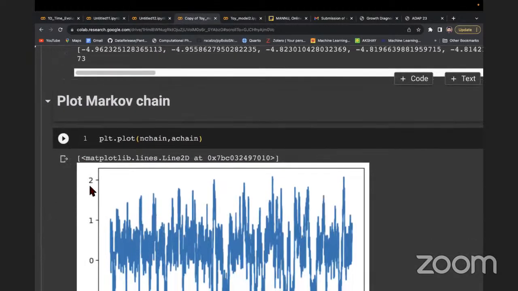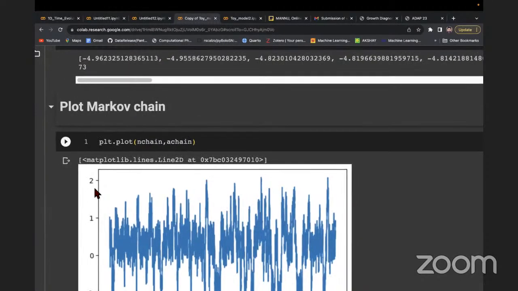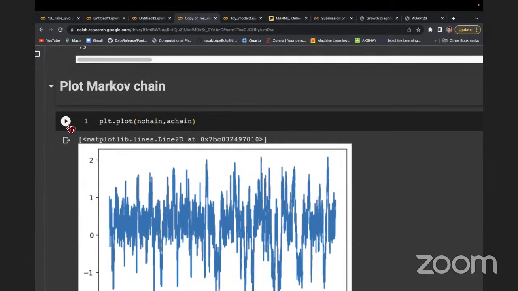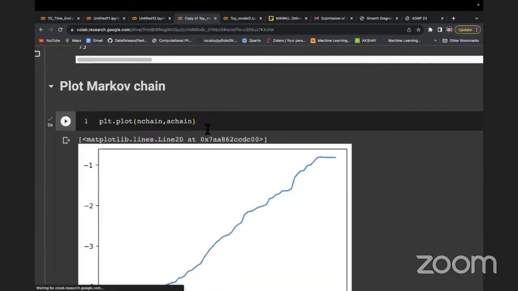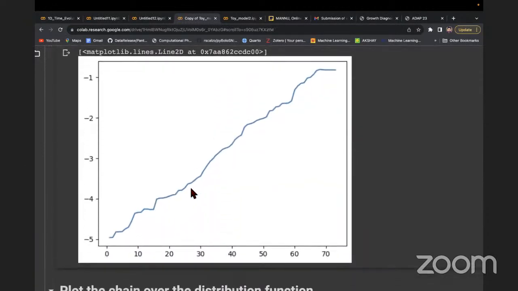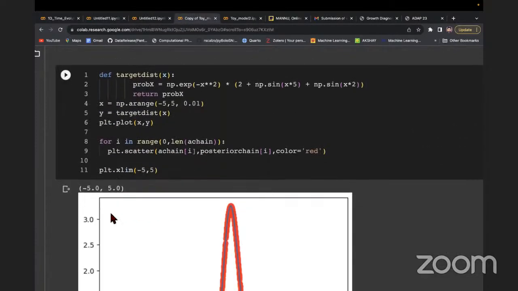Now, you might have heard this word Markov chain, because we are choosing the numbers in a special manner. If I plot it, this is what we generally call a Markov chain. What are we plotting? On the x-axis is the number of points, we have 73 points. On the y-axis is the value of x. So I am calling it the chain. Okay, Markov chain. But let's try to focus.